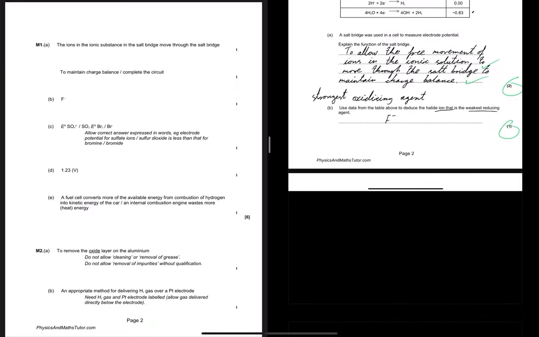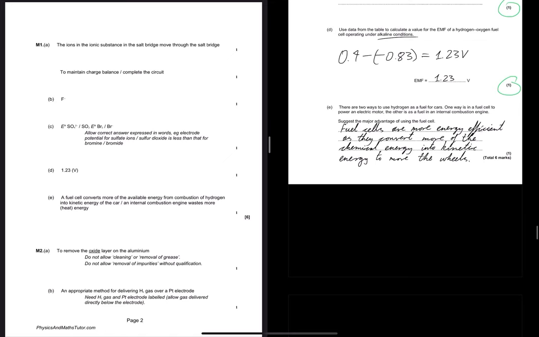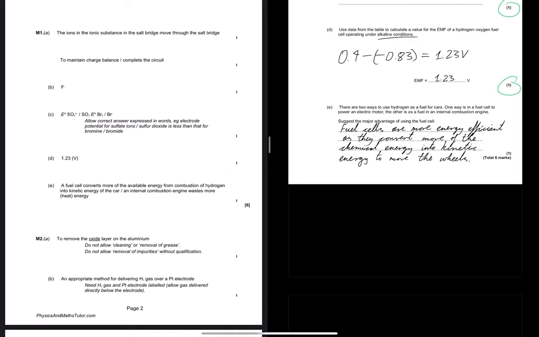F minus, yes. I don't think I need to explain some of these ones. I think I've already done this one before. Yes. Okay, this is one I haven't done before. A fuel cell converts more available energy from combustion of hydrogen into kinetic energy. So as they convert more of the chemical energy into kinetic energy to move the wheels. I won't give myself a mark here because I've been too lenient with myself. I've said the right things here.